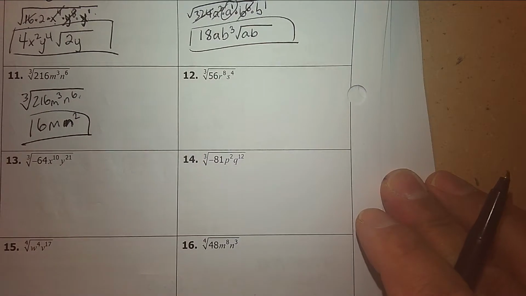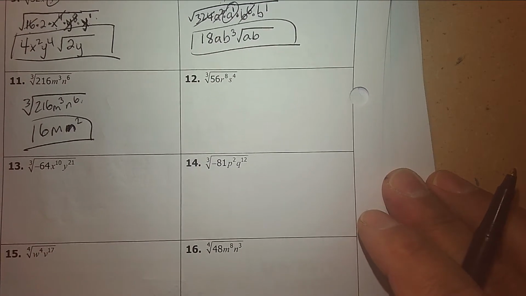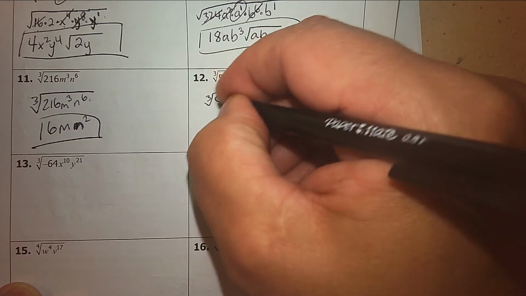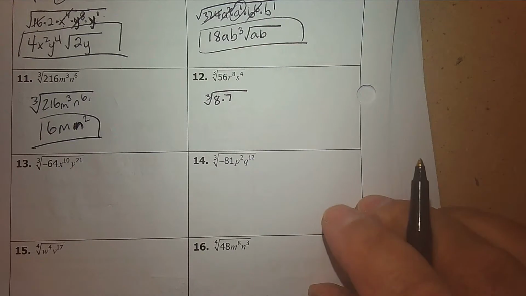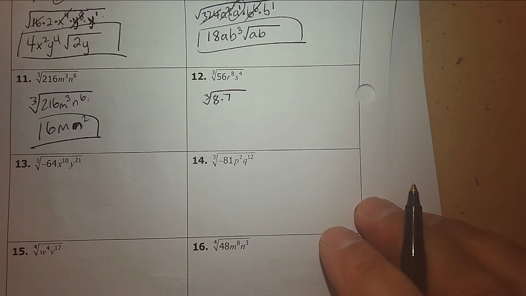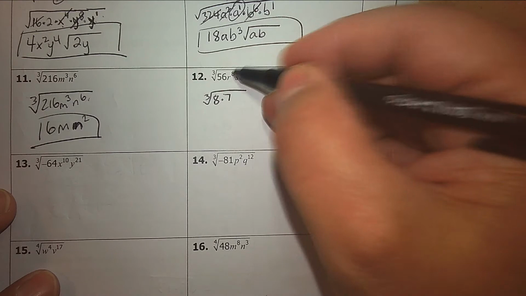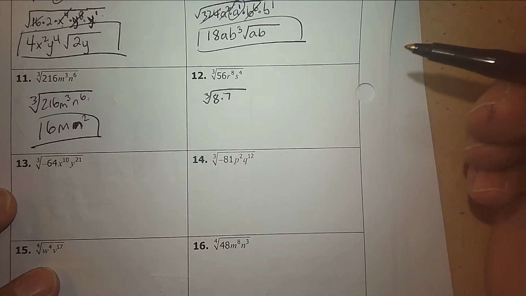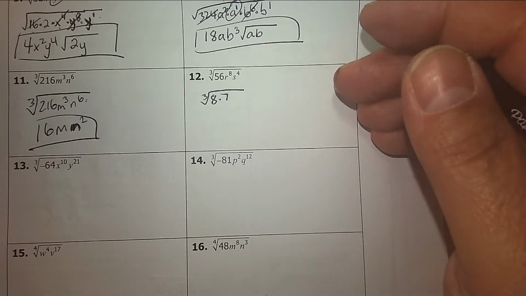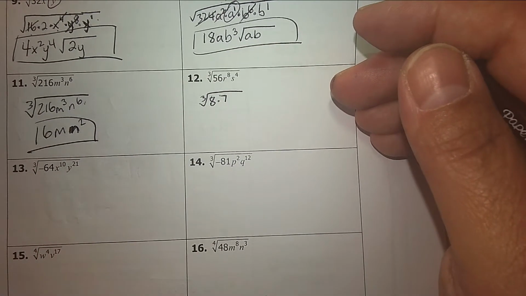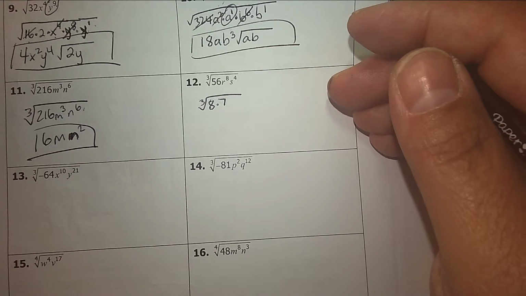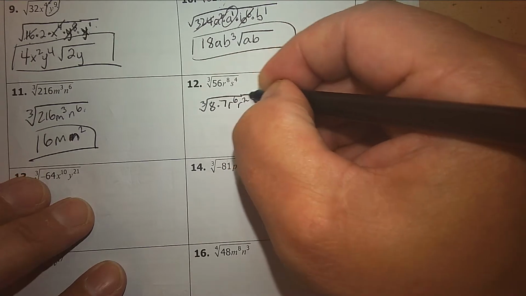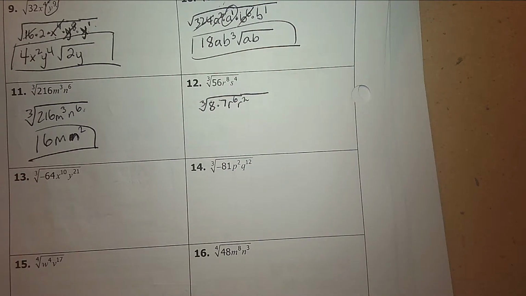56. What's the perfect cube that goes into 56 evenly? Do you know your perfect cubes? It's 8 times 7. If you don't know it, you have to break it down with the tree. Does 3 go into 8 evenly? No. So what multiple of 3 is close to 8? 6. And then what's left over to make 8? See, I broke it down to 6 and 2.